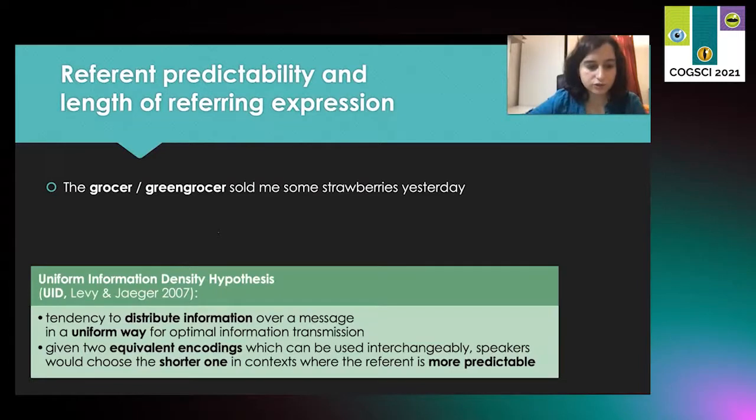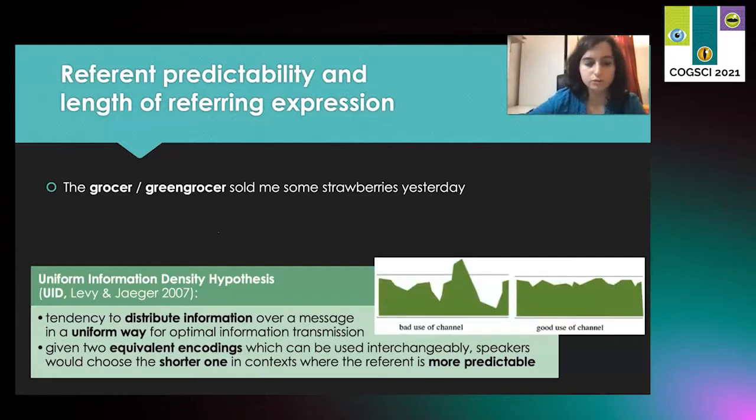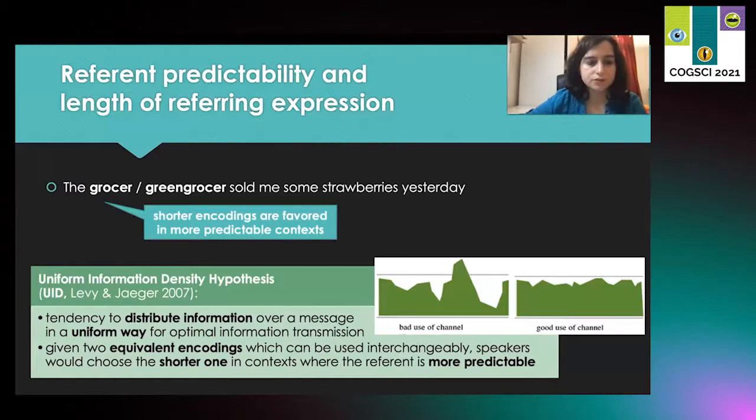According to the uniform information density hypothesis, there is a tendency to distribute information over a message in a uniform way for optimal information transmission. So given two equivalent encodings, which can be used interchangeably, speakers would choose the shorter one in contexts where the referent is more predictable. So shorter encodings would be favored in more predictable contexts where the information content is lower.